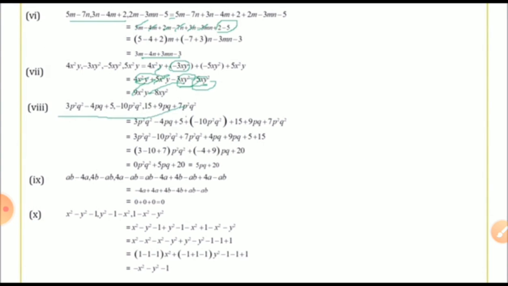Check out one by one all the terms. Add up one by one like terms. Yes, 5pq plus 20. Correct. 3 minus 10 plus 7, which gives you a 0. So p square q square will be 0. Next one, AB wala, minus 4a, 4b minus ab. At last you can get the 0. Last example, 10th one, x square minus y square. Yes, my dear student, correct.